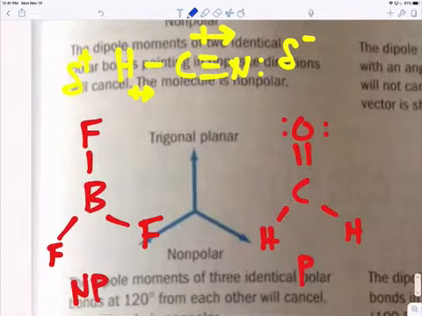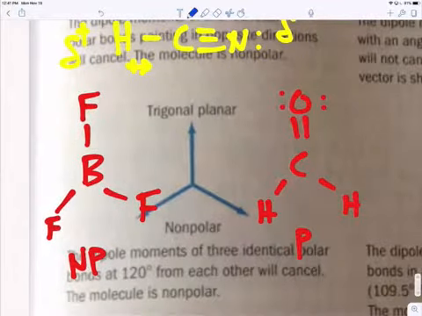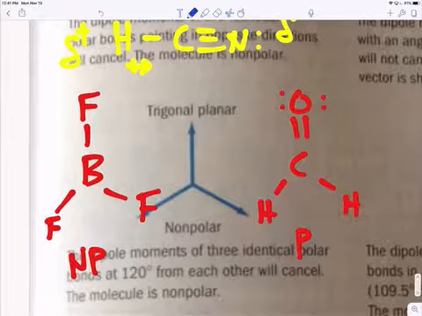So let's move on and talk about planar. So here is a planar molecule, boron trifluoride. All the same atom. Each of these are the same. And if I drew the vectors, they would all cancel each other out. Therefore, this molecule is nonpolar. Here is formaldehyde. Here, still planar geometry, but there's a different atom. So hydrogen, hydrogen, different atom, oxygen. Since there's this different atom, this molecule is polar.